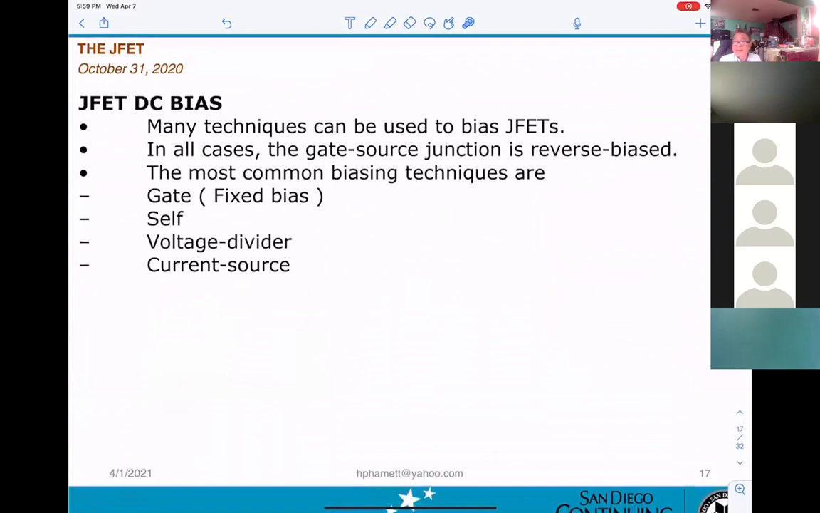Same thing as the bipolar NPN transistor. They need the DC power supply to make the transistor work. The JFET needs the same thing.